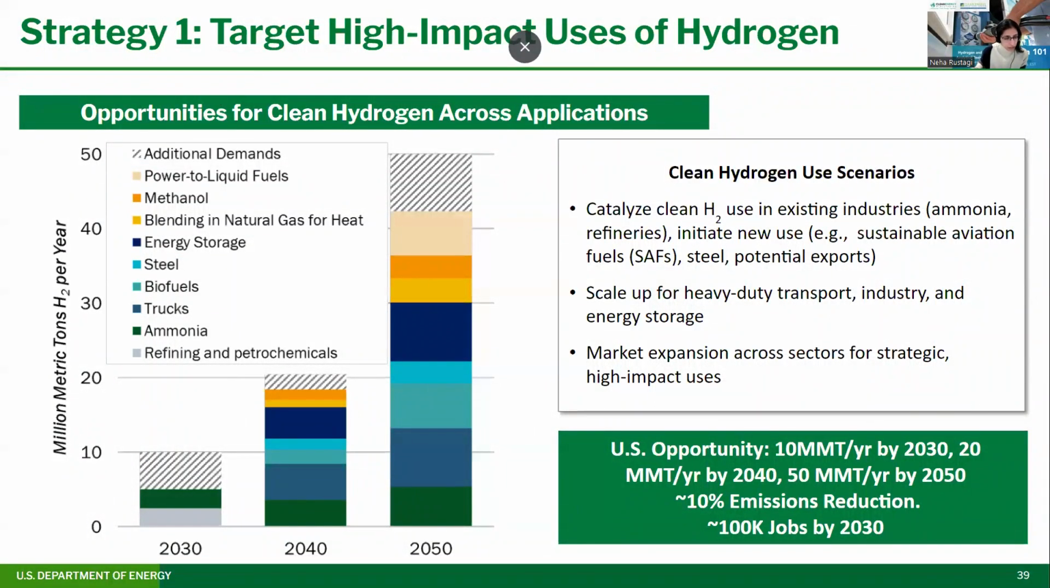So within all these sectors, we've identified opportunities for about 10 million metric tons of clean hydrogen demand per year by 2030, 20 by 2040, and 50 by 2050. And that 50 by 2050 represents about a 10% reduction in emissions relative to 2005 levels and approximately 100,000 new jobs by the 2030 timeframe. If we go to the next slide.